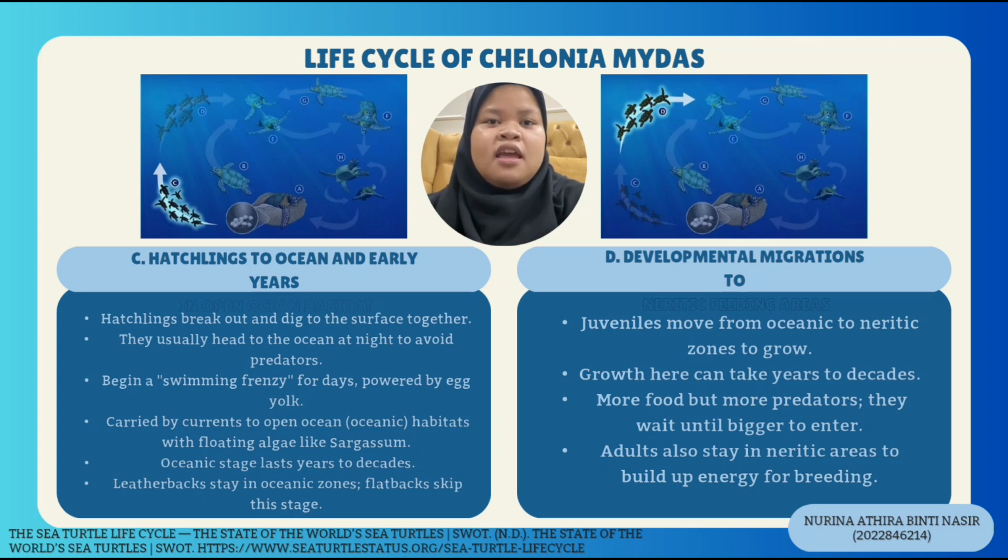Next, for phase D, juveniles move to nearshore feeding areas. When young turtles grow bigger, they move from the open ocean to nearshore areas with more food. These areas also have more predators, so turtles wait until they are large enough to be safer. Adults also feed here and stay until they have enough energy to breed again, which can take years.